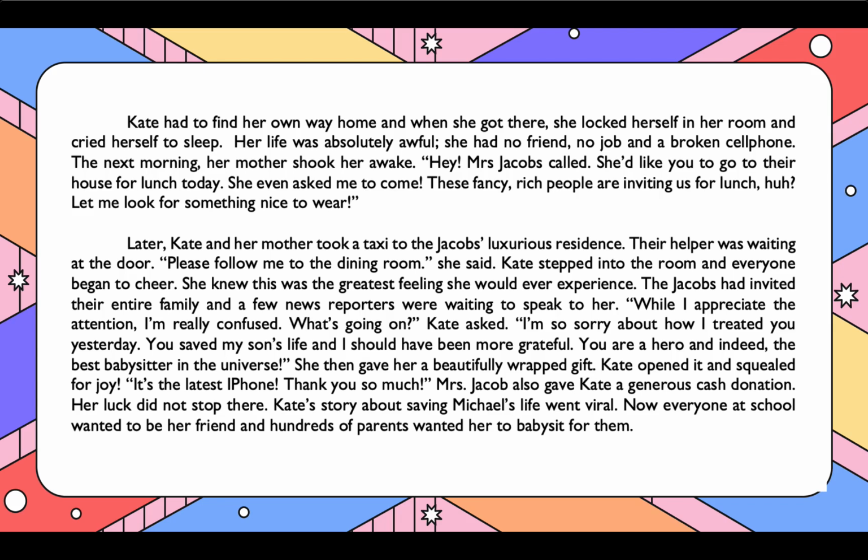She then gave her a beautifully wrapped gift. Kate opened it and squealed for joy. "It's the latest iPhone. Thank you so much." Mrs. Jacob also gave Kate a generous cash donation. Her luck did not stop there. Kate's story about saving Michael's life went viral. Now everyone at school wanted to be her friend, and hundreds of parents wanted her to babysit for them.